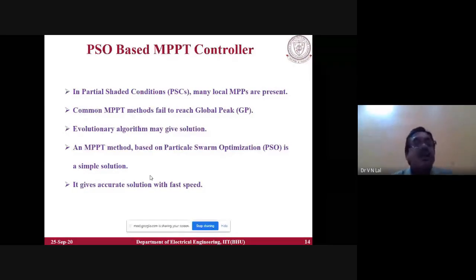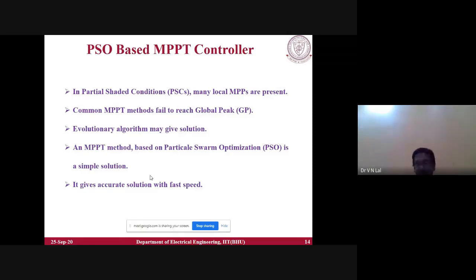Okay. So the PSO, particle swarm optimization, and why particle swarm optimization? When we are providing a solution to any problem, there are many conditions which have to be satisfied. It should be simple to use. It should be fast. It should be economical. Many things are there. Many evolutionary algorithm AI techniques can be used, like ANN has also been used. But because of the simple structure of this PSO, we are discussing the PSO based MPPT controller.